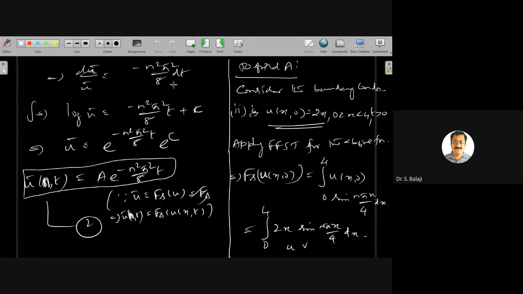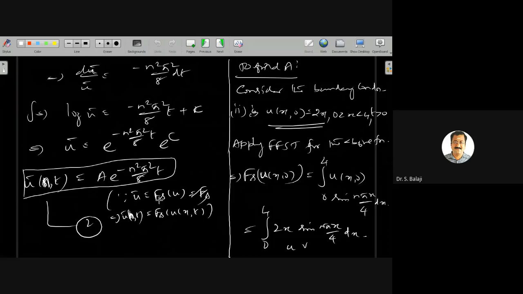n square pi square by 8 dt. Then integrate here: log u bar equal to minus n square pi square by 8 t plus c. Then, taking exponentials, u bar equal to e power minus n square pi square by 8 t into e power c. Obviously, you see that u bar is in terms of n and t.